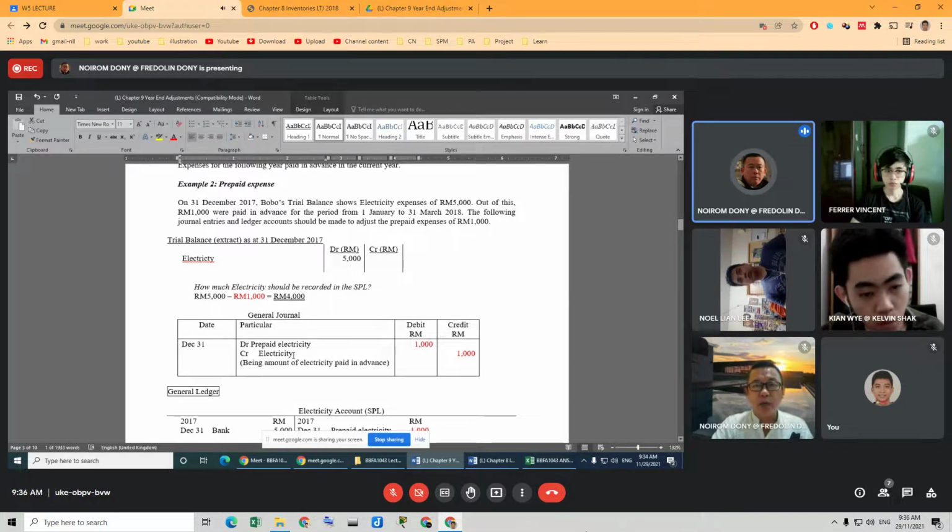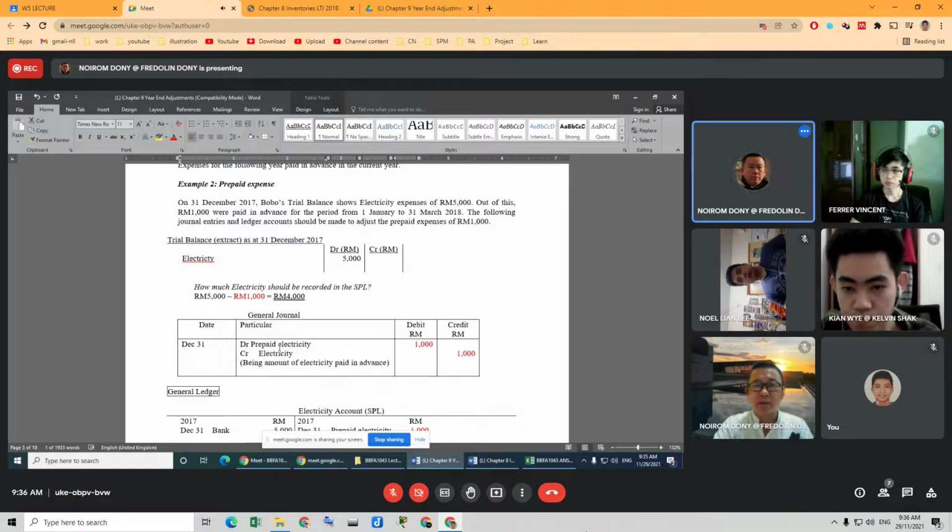So if we know the credit entry is electricity, the corresponding entry must be a debit, isn't it? The corresponding entry will be debited 1,000. But what is the name of the expense that we should term it? We term it as prepaid electricity. With the same type of expense, electricity, we just add the word prepaid.